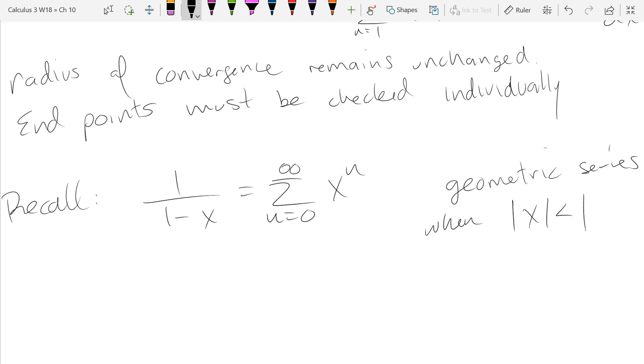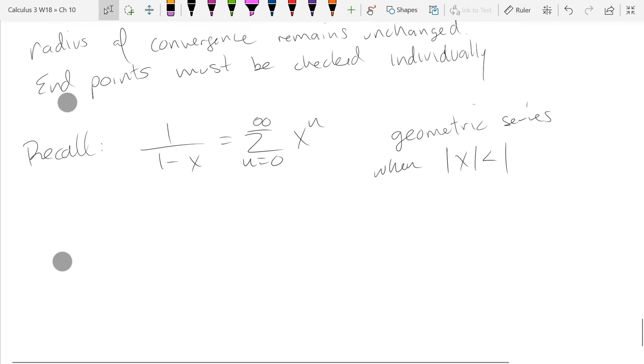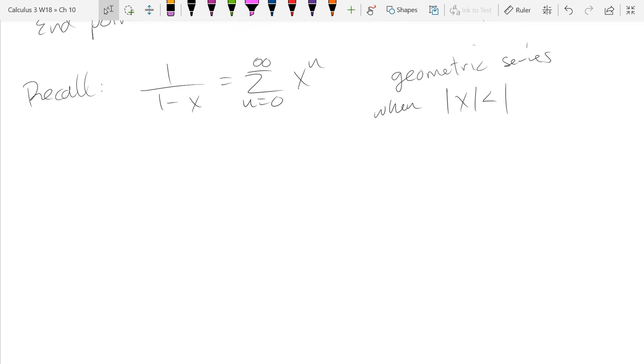So hopefully this rings a bell. When absolute value x is less than 1, it converges. All right, this is a power series that converges when absolute value of x is less than 1. Now we're going to find the power series for the natural log of 1 minus x.